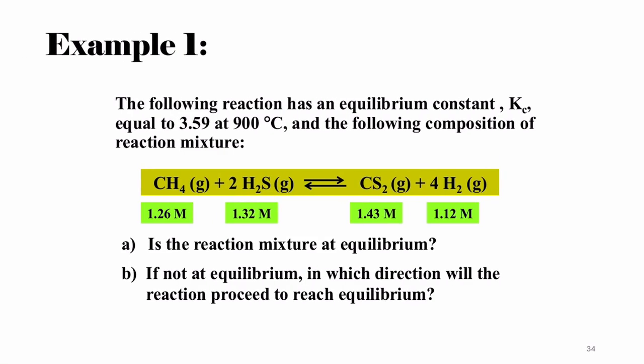All right, so let's look at an example of this here. So here we have some mixture of concentrations of our reactants and products, and we're given the equilibrium constant. And so we ask, is it at equilibrium? So to determine if it's at equilibrium, what do we need to do? How do we determine if the system is at equilibrium here?